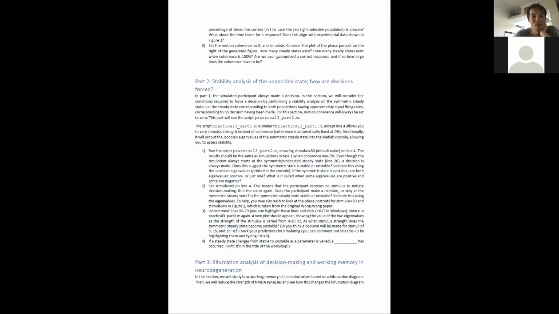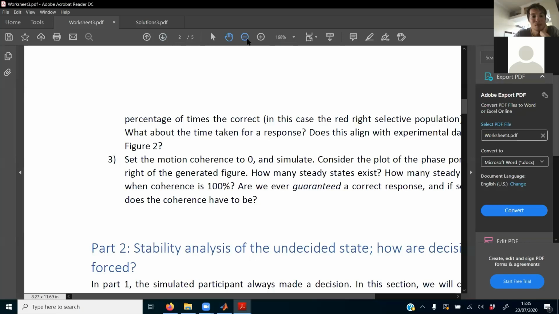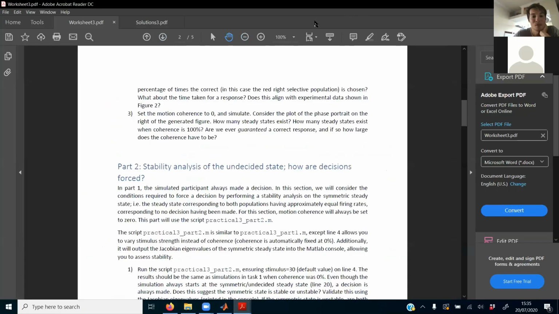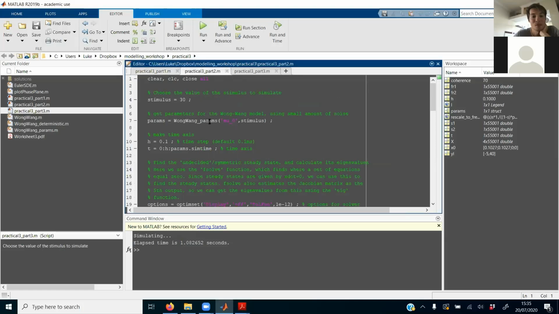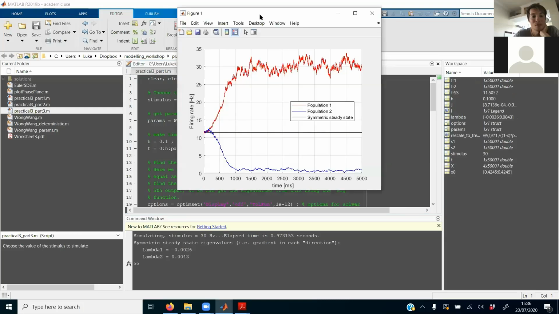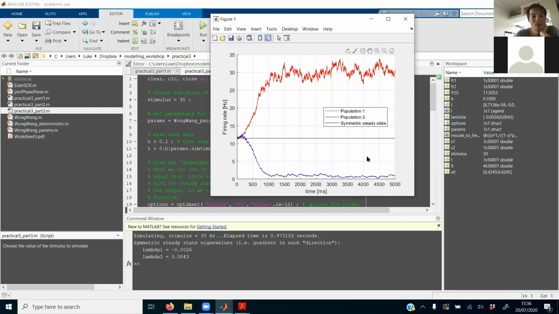Hi all, so let's start again with the next set of solutions, just in the interest of time. I'm just going to move this across and we'll go into MATLAB. The first question asked us to run the script practical 3 part 2 with the stimulus at 30. Now the coherence is automatically set to 0, so we should see the same results as we did in the previous slide.